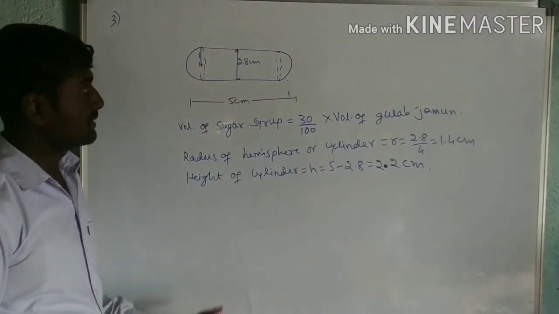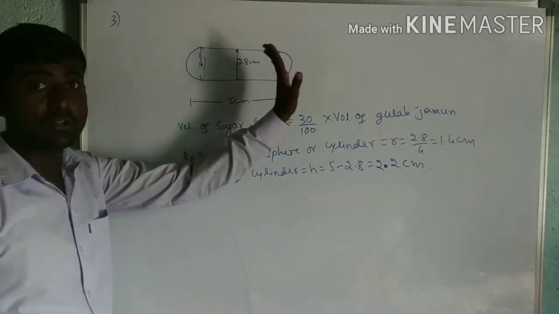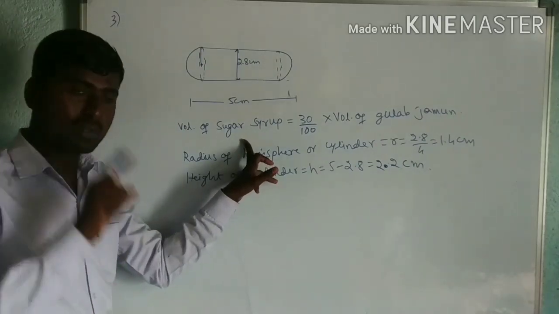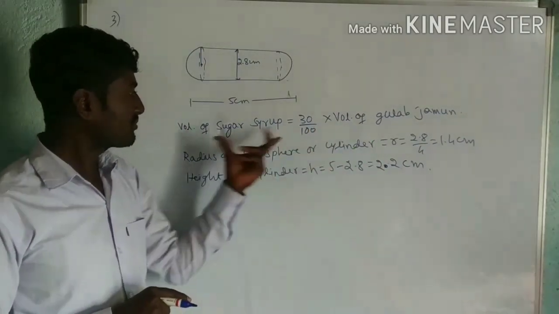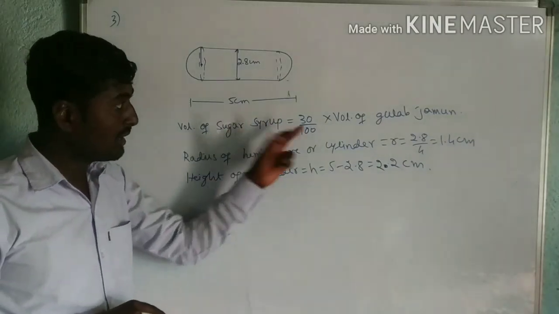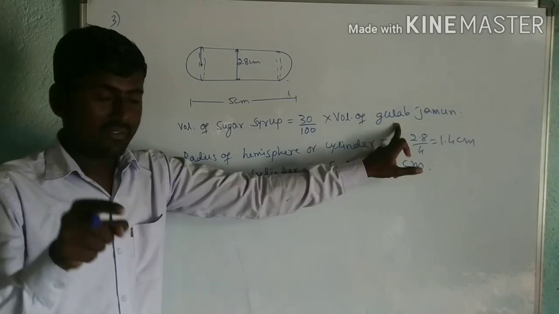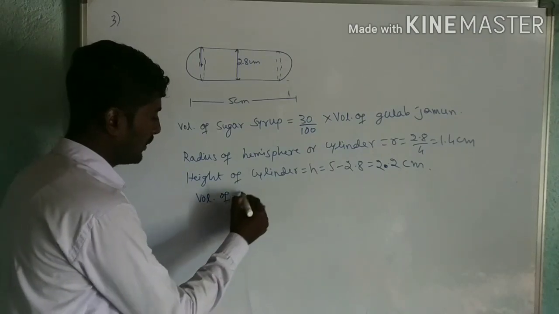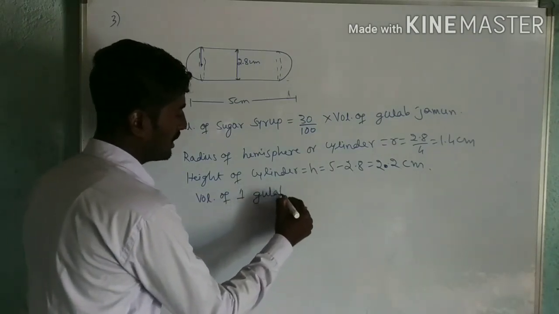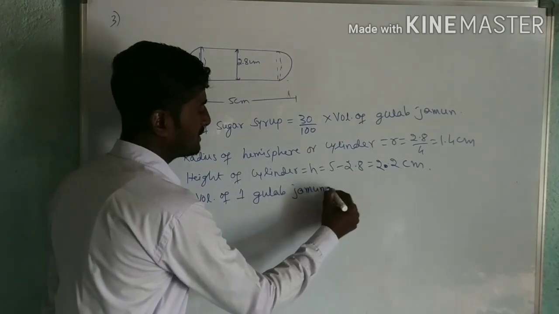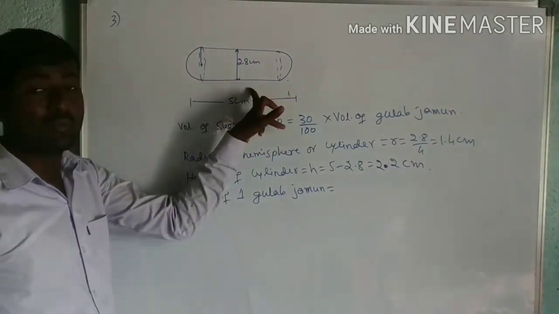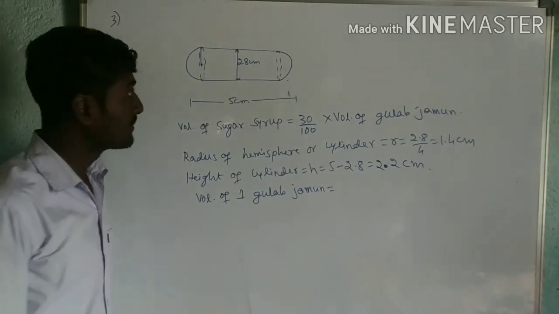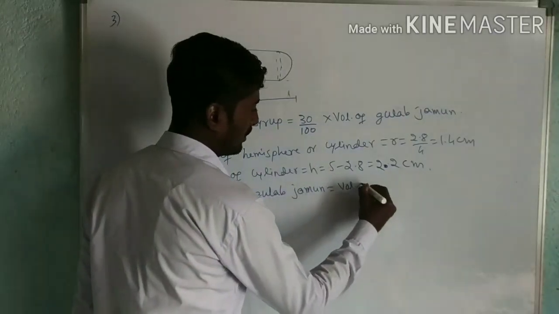Now I have the height of the cylinder. They ask me to find the volume of sugar syrup in 45 gulab jamuns. I will first find the volume of sugar syrup in 1 gulab jamun. For that I need the volume of 1 gulab jamun. This gulab jamun is in the shape of a cylinder with two hemispheres on either end. So that is the volume of the cylinder.